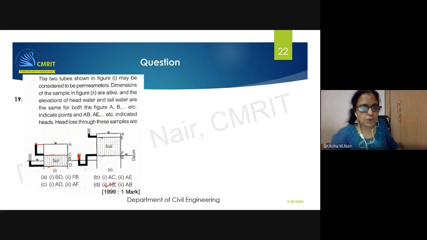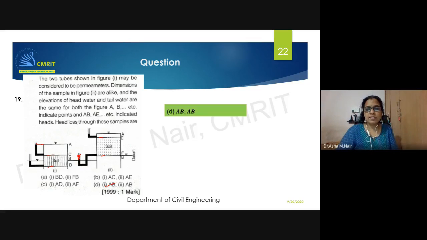As I told you, if you are trying to do this elimination part, we can even eliminate the other options by knowing the first answer itself. So what will be the answer here? Equal to AB.